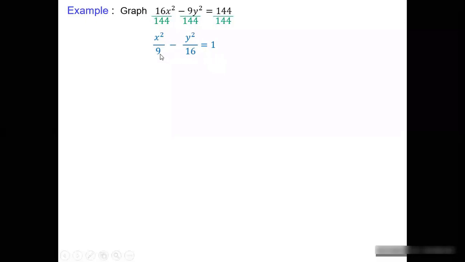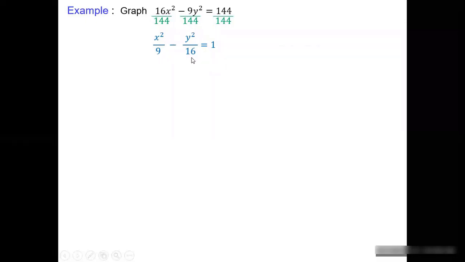Now notice that 9 is 3 squared and 16 is 4 squared. So we can now see what our values of a and b are. Now for an ellipse, we defined a to always be the larger value. But notice that doesn't necessarily need to be true for a hyperbola, because all this a value is describing is where to put our intercepts or where to put our vertices.